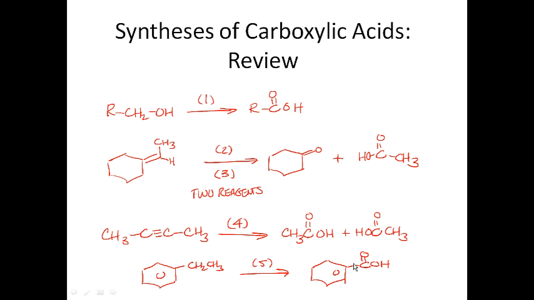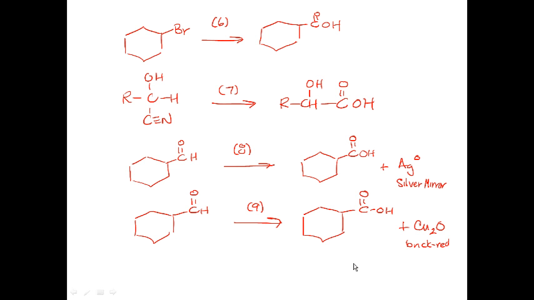Now, some of these should be easier than others, and we're not done yet. Take a halogen. Now, it's a halogen attached to a cyclohexane ring, but the same thing would be true if this was a benzene ring. How do you convert that to a carboxylic acid?